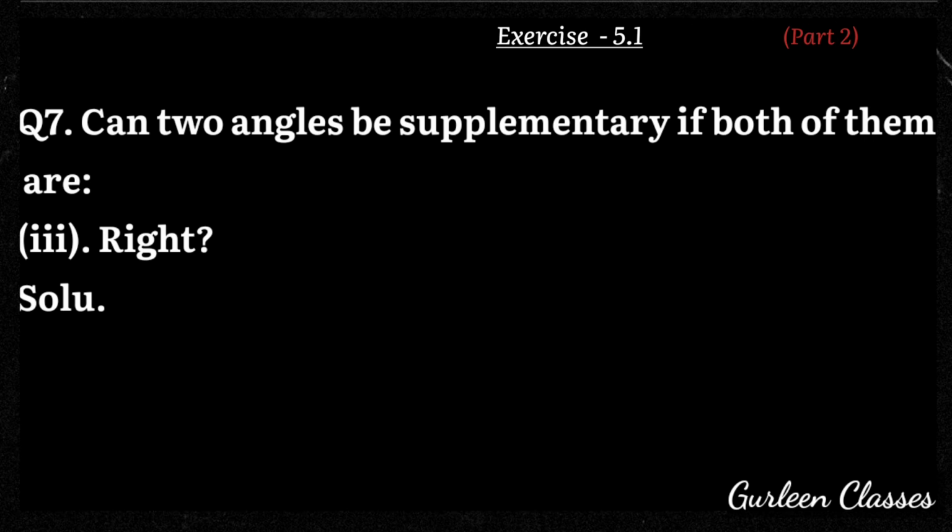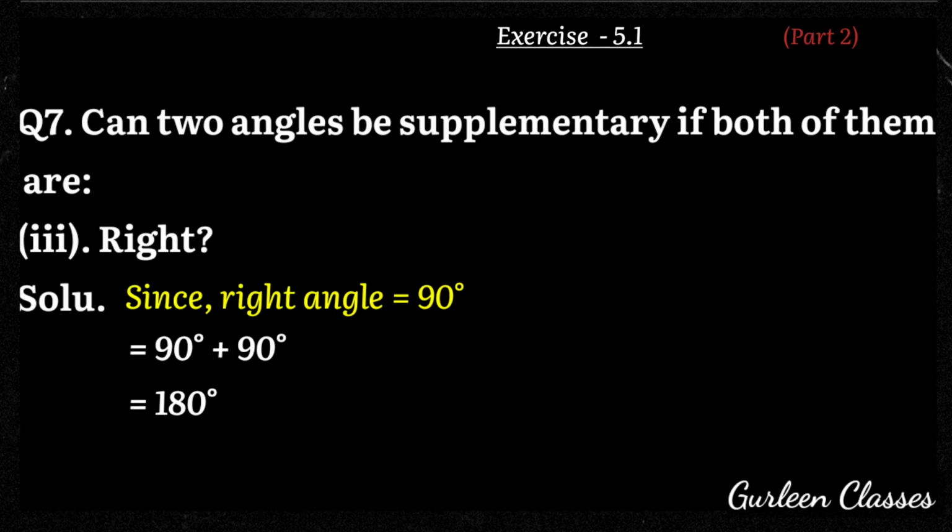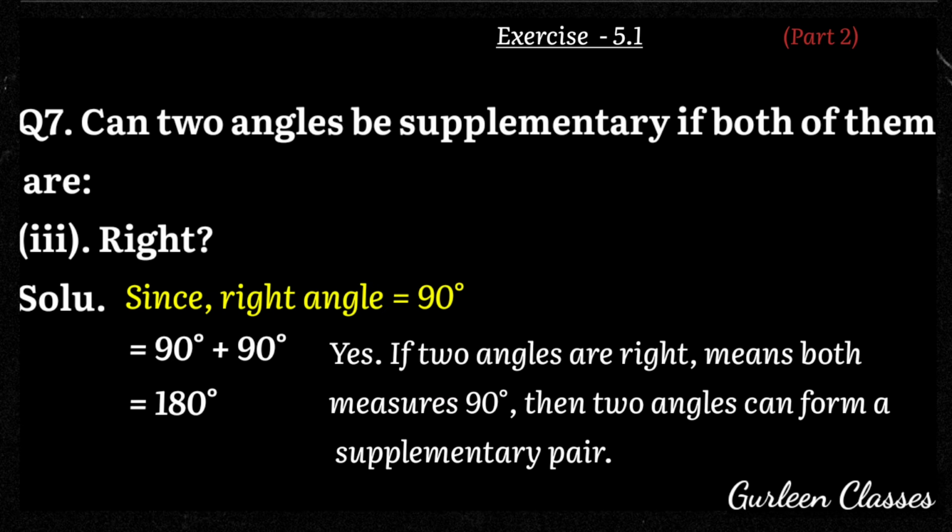Third part, right angle. What are right angles? Right angles are always 90 degree. So 90 degree plus 90 degree will be how much? It is 180 degree. So answer is yes. If two angles are right angles, both measures will be 90 degree and they can form a supplementary pair.